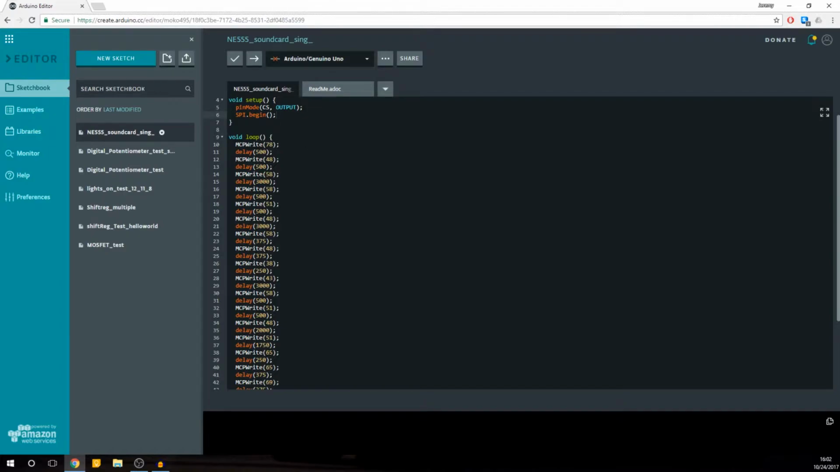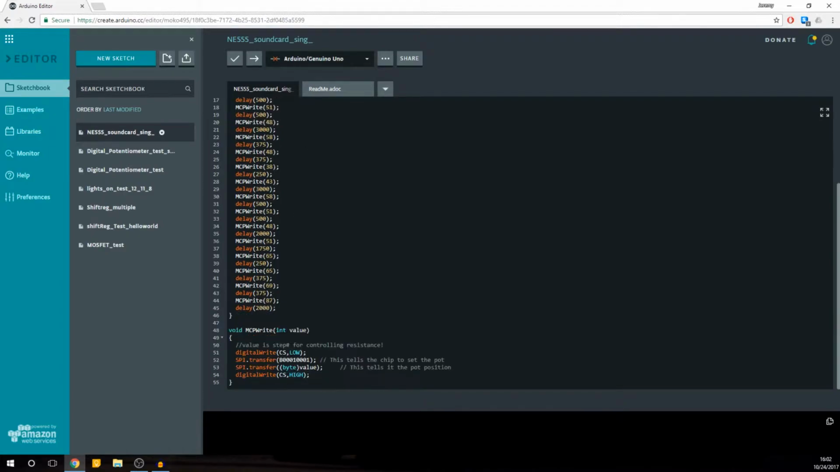There's really nothing more than MCP write in this entire thing. And MCP write takes a value as an int. And then it says CS low. I think it's a good time to explain what CS does. Or maybe I should have explained it earlier.